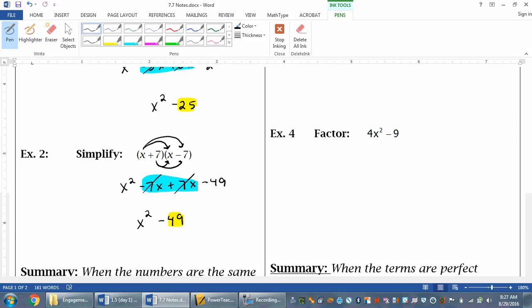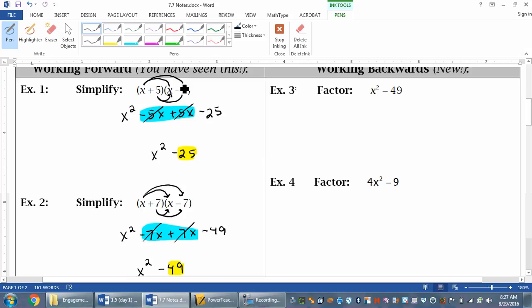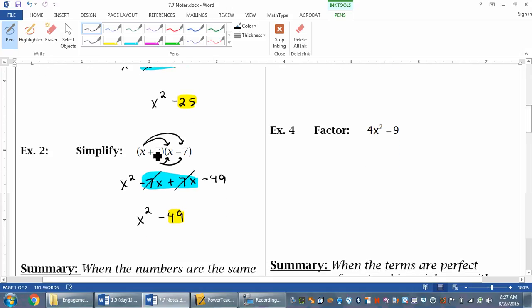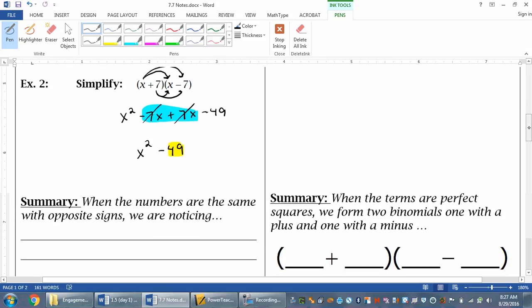It's 7 squared. Also, if you look at my two binomials, they're the same binomial except one has a plus and one has a minus: x plus 5 and x minus 5. Same goes with example 2, plus 7 and minus 7. So when the numbers are the same but with opposite signs, the middle term cancels out. All right, so that's what we should know.